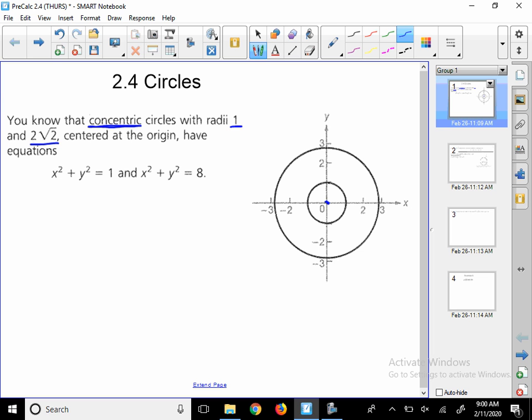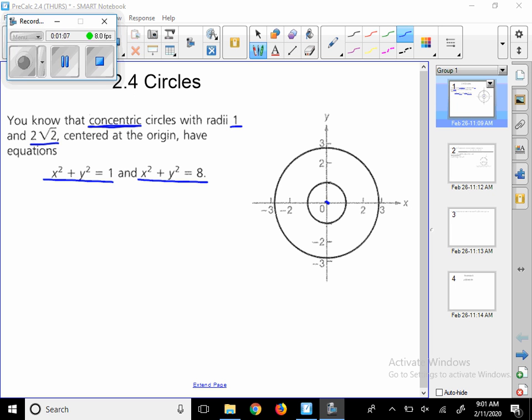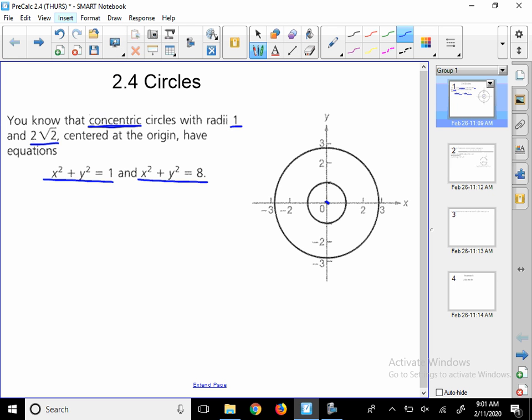Now, how do you really tell which one's which? Well, it's from these equations. So I look here, I see x squared plus y squared equals 1, and x squared plus y squared equals 8. Now, we want to figure out which one's which. Well, the key to these really lies in this 1 and this 8.